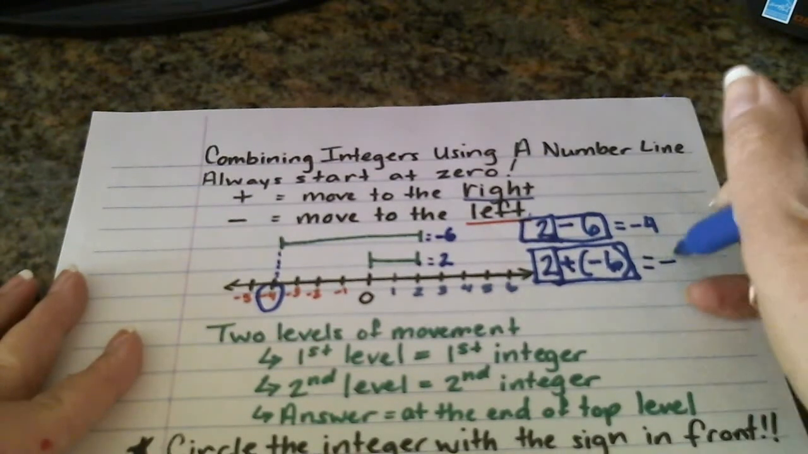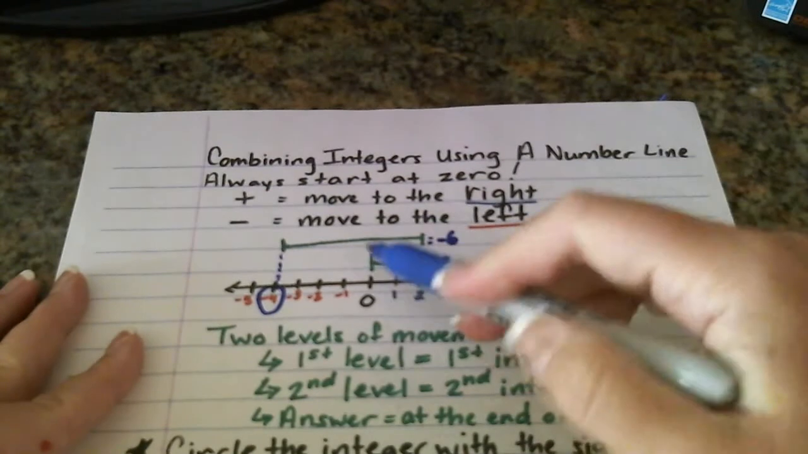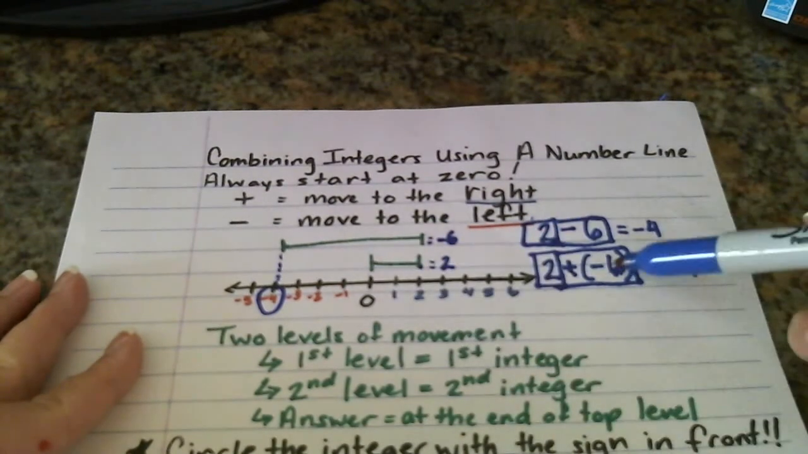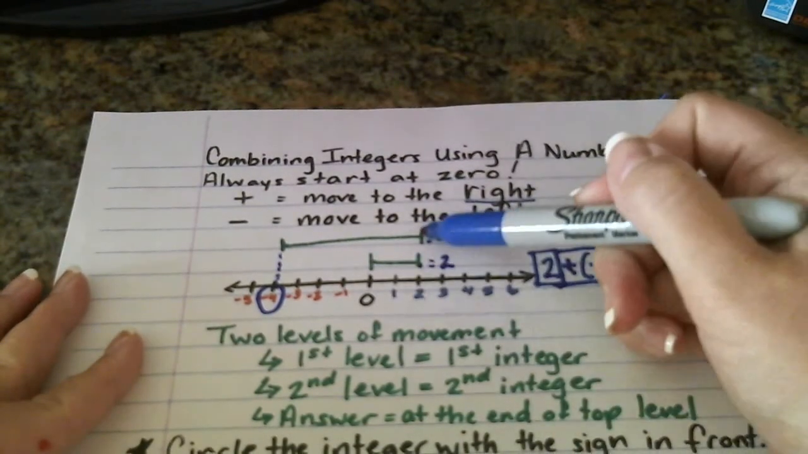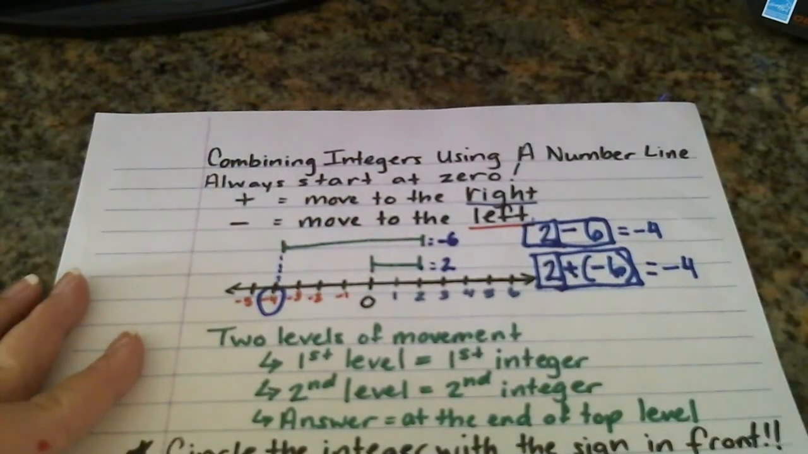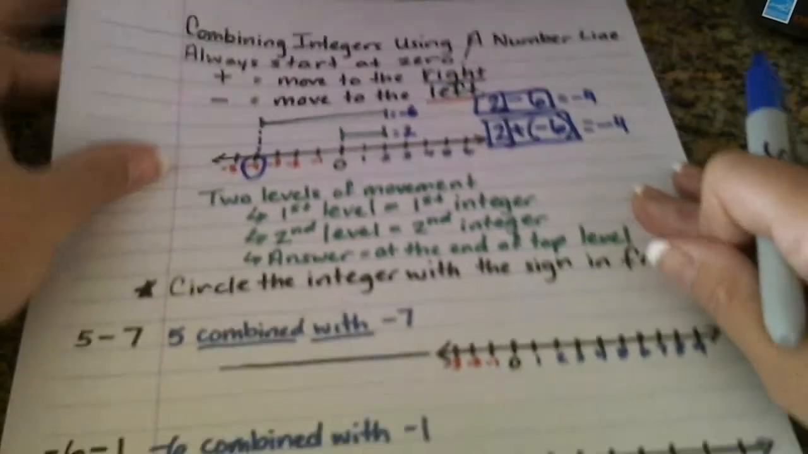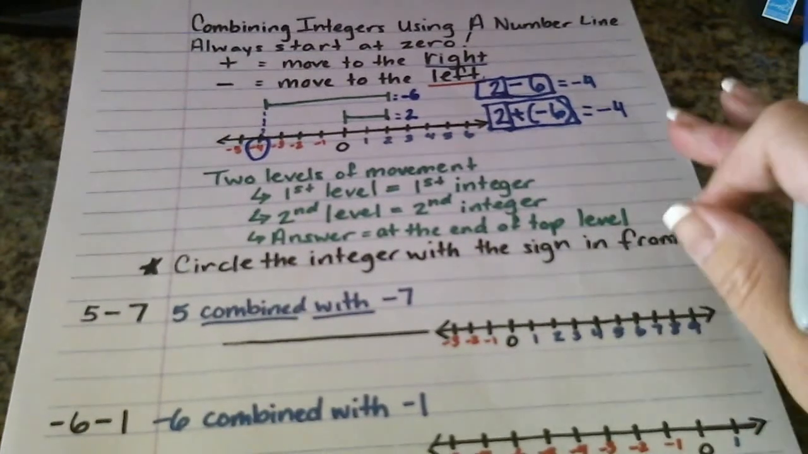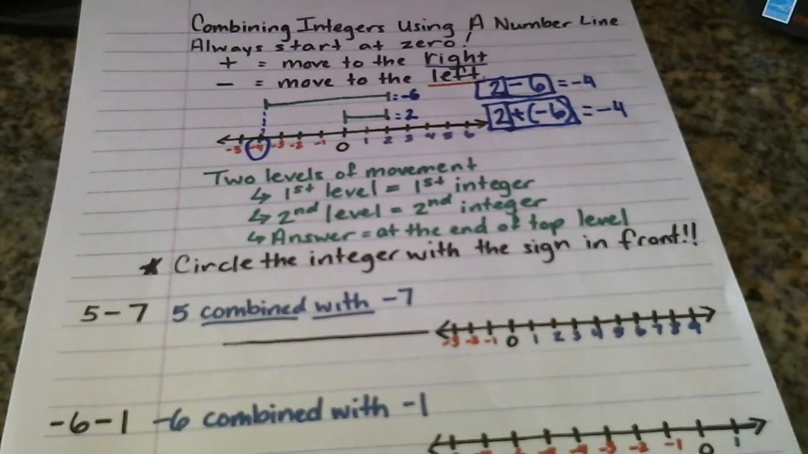And that's also a -4 because this first number means move to the right 2 spaces, and then the second number, the -6, means move to the left 6 spaces, and that still takes me to that -4. So one of the most important parts in combining integers, whether you're combining them using colored chips, using a number line, or just using an algorithm or a rule to memorize, is that you always must circle or box the number out with a sign in front, and that's going to tell you whether that number is positive or negative.